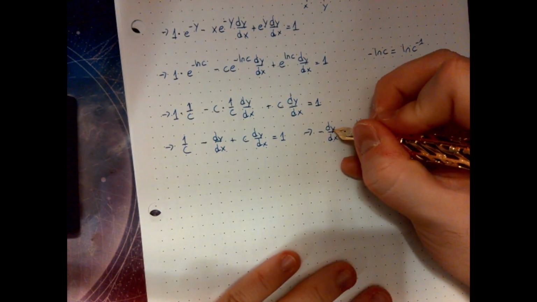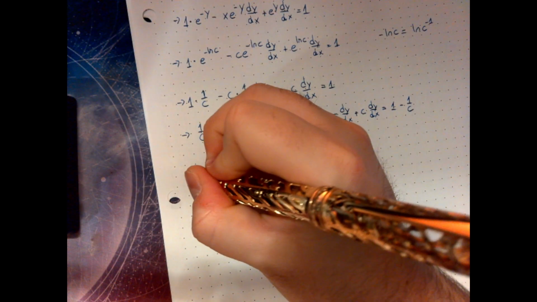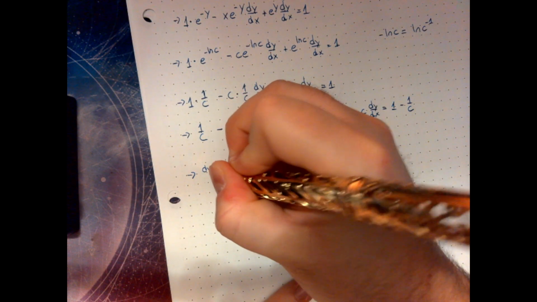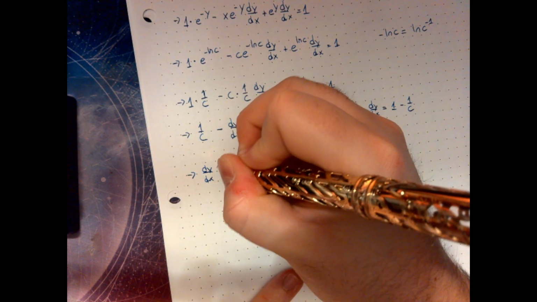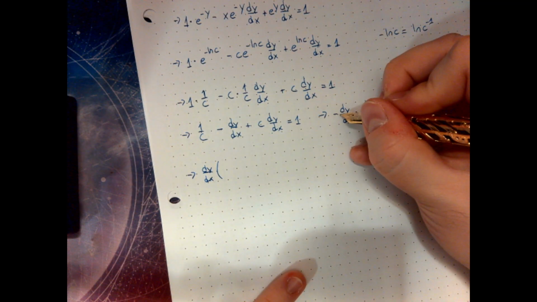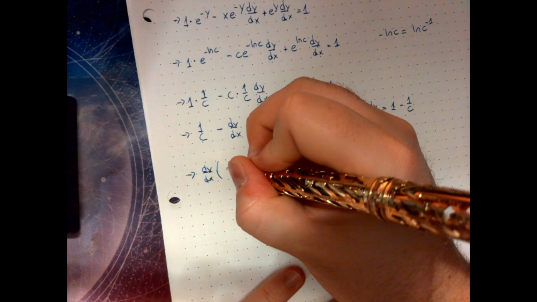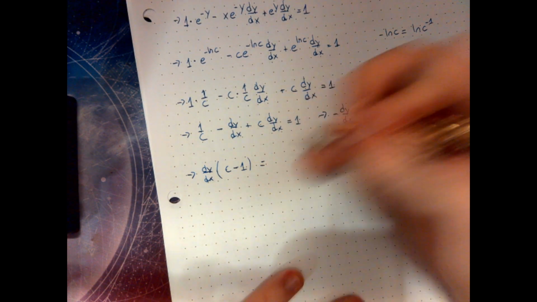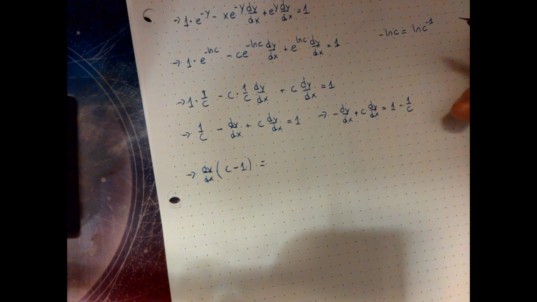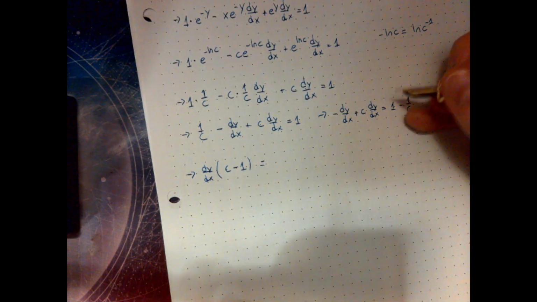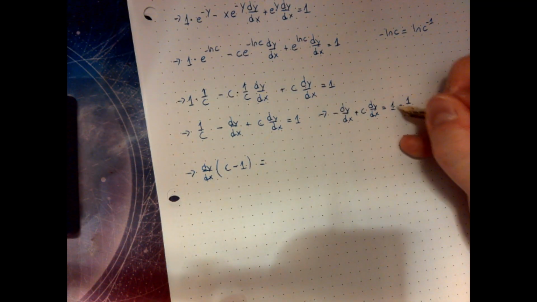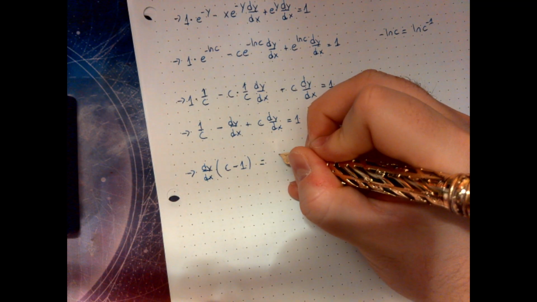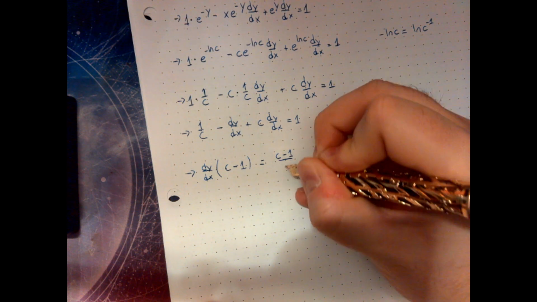Okay, and now what am I going to do? I'm going to factor out the dy/dx. So moving over here to my next step, dy/dx multiplied by, it would be -1 plus c, but I'm just going to rewrite this as c minus 1 to make my life a tiny bit easier, is equal to, and now I'm going to bring this over to a common denominator, so this I'm going to rewrite as c minus 1 all over c.